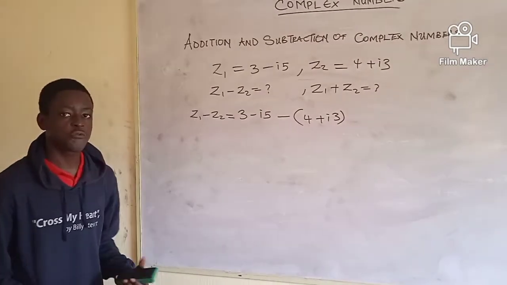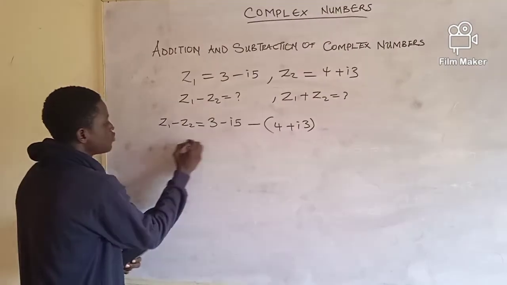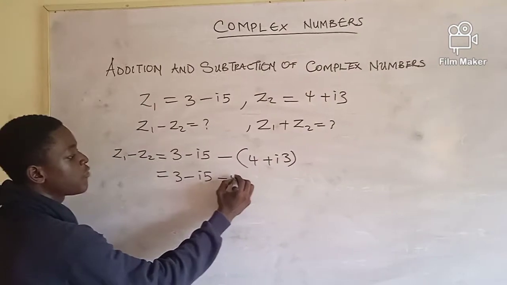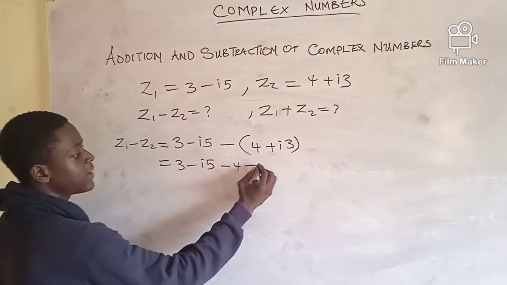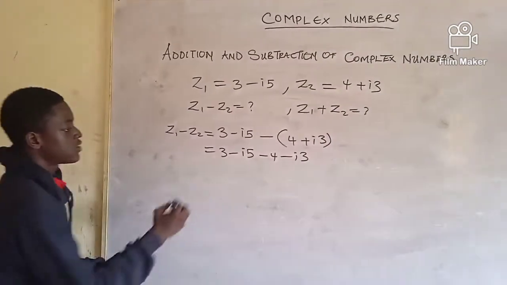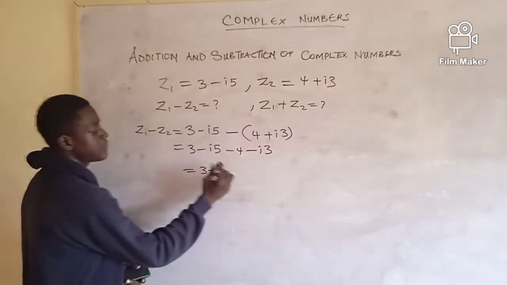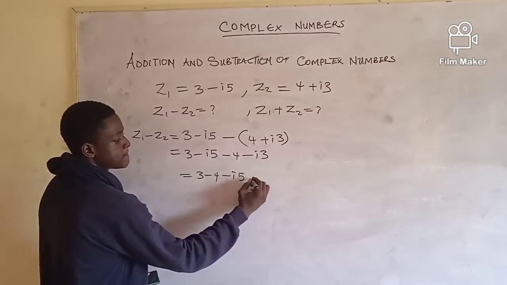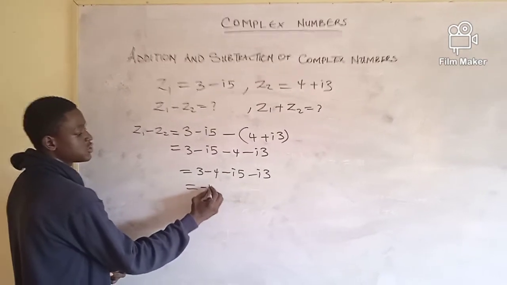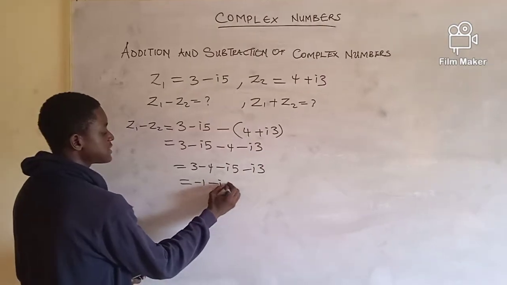Note that this is just from our normal algebra. We just open this bracket by the minus sign, which will be equal to 3 minus 5i, minus times 4 is minus 4, minus times plus 3i is minus 3i. So from this place we will collect like terms, which will make it 3 minus 4, and then minus 5i minus 3i. 3 minus 4 will give us minus 1. Minus 5i minus 3i gives us minus 8i.